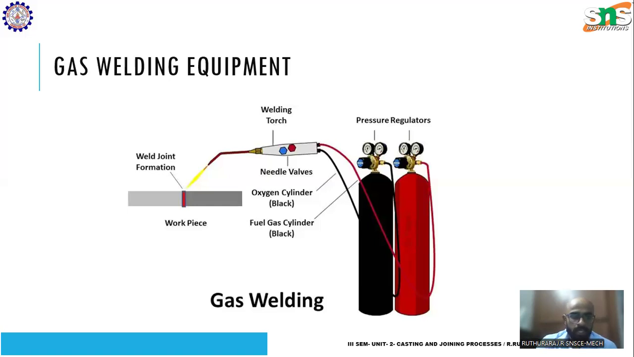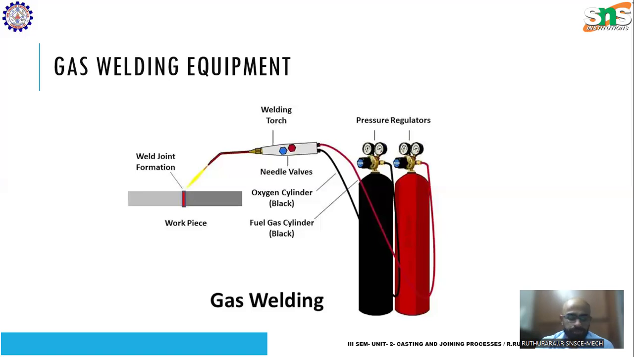And what happens here is that when the pressure from both the acetylene and oxygen comes out and the fire is generated, it is used to melt the welding plates together. So by melting and fusing, the welding process actually happens. So this is the working principle of this gas welding process.